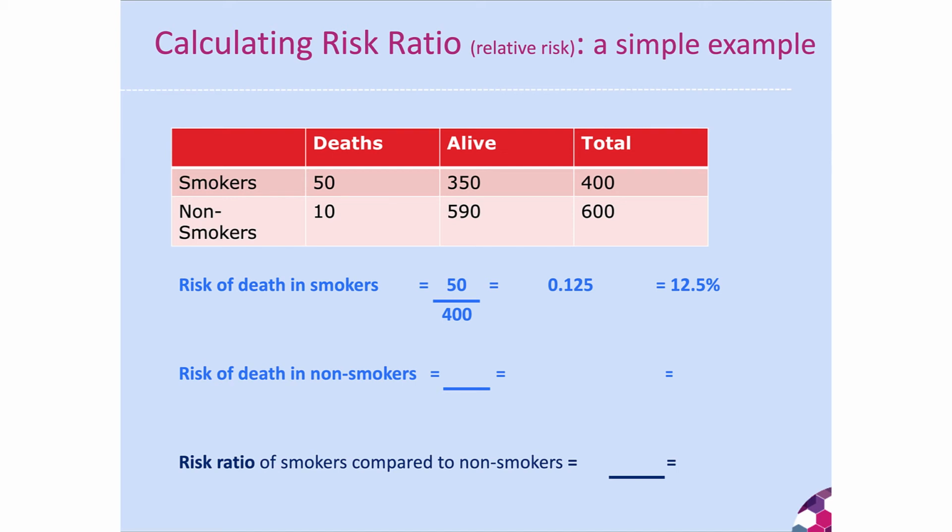So if we look at the risk of death in non-smokers, that's 10 divided by 600, which gives you 0.01667, which is 1.667%. And so the risk ratio is 12.5 divided by 1.667, which is 7.5, or 750%.